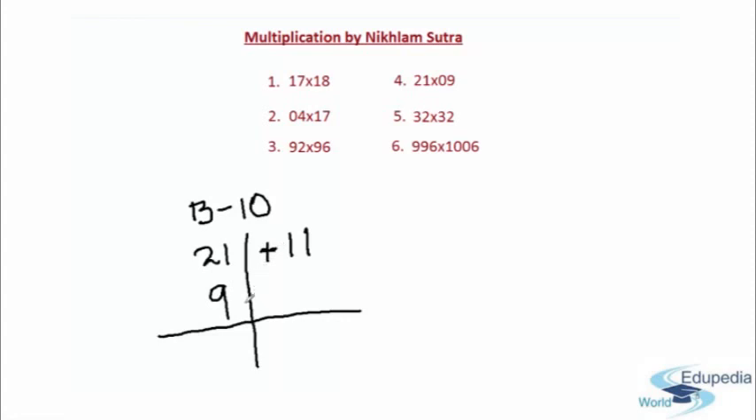After writing this 11, now you just check the numbers 10 and 9. 9 is having 1 less than the base 10. So you just write down minus 1. Now you just multiply these two numbers, plus 11 into minus 1, you will get minus 11 as the answer.